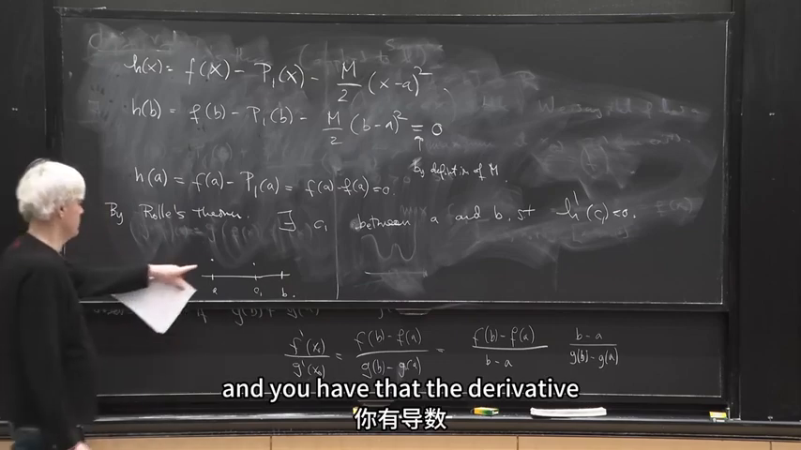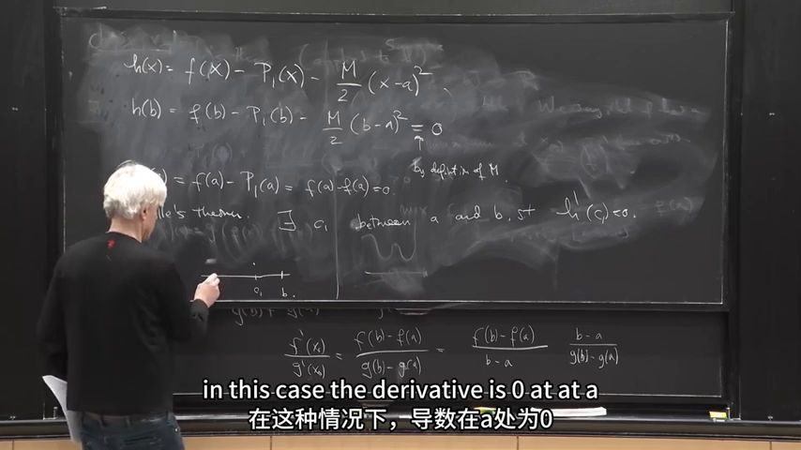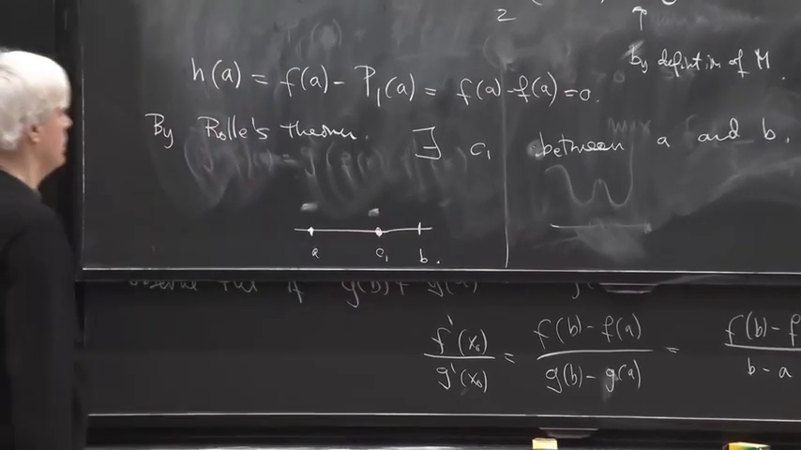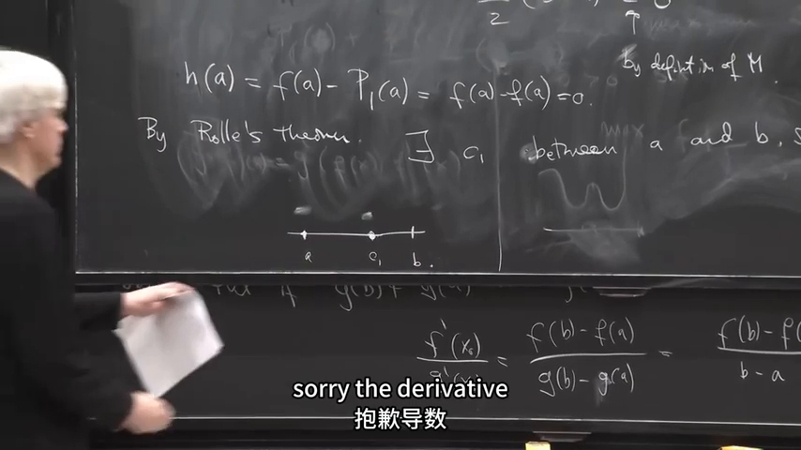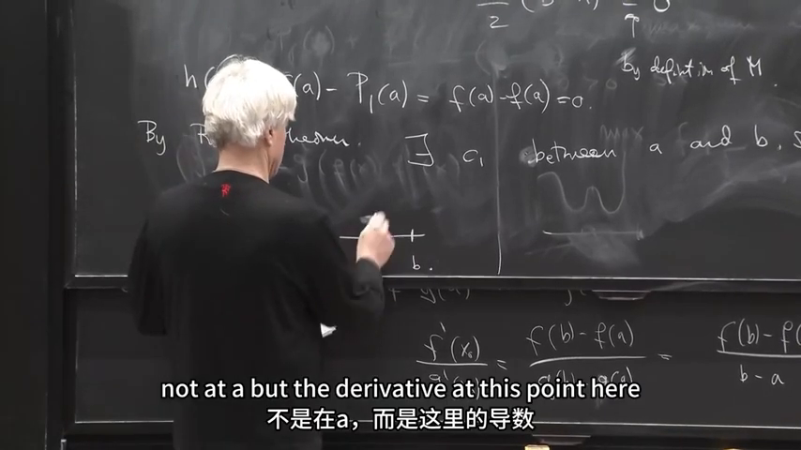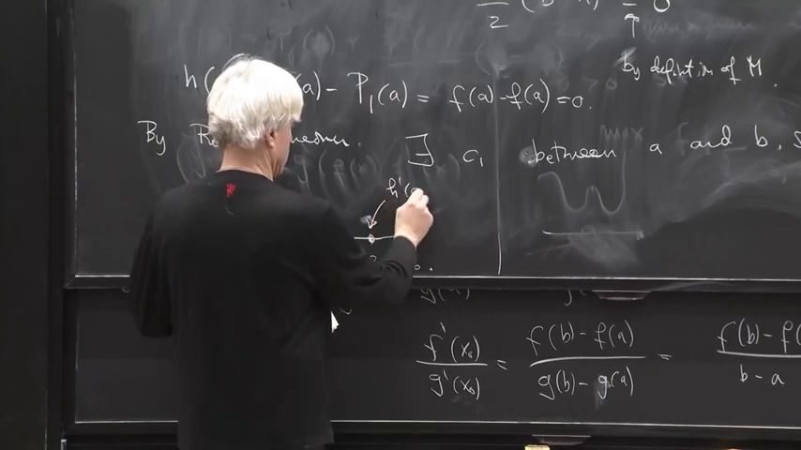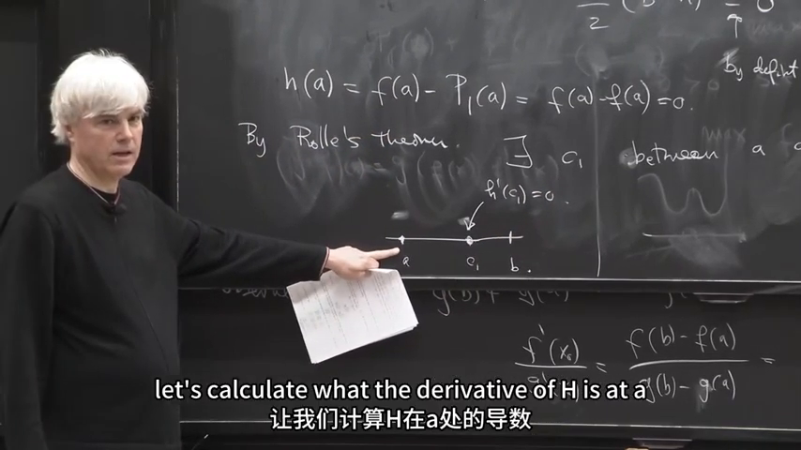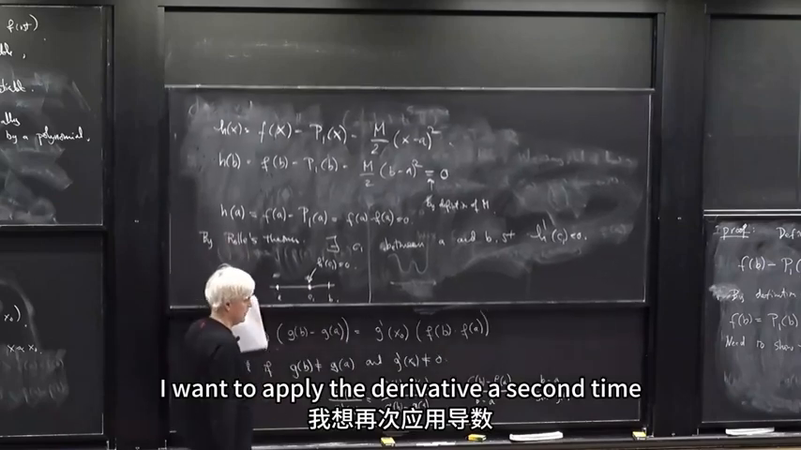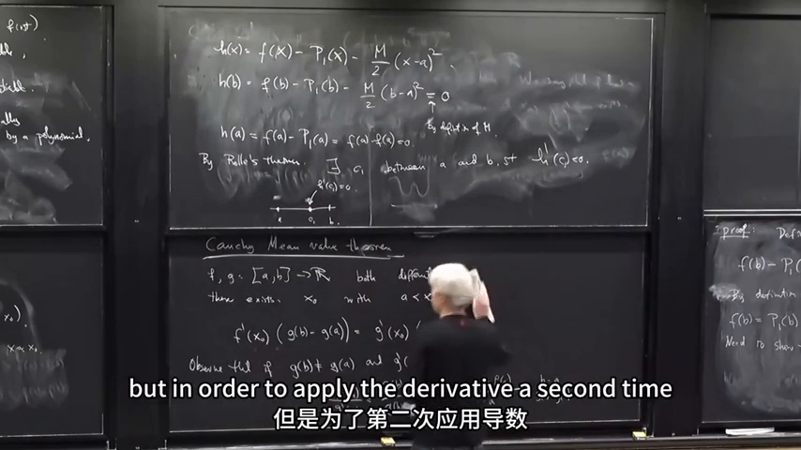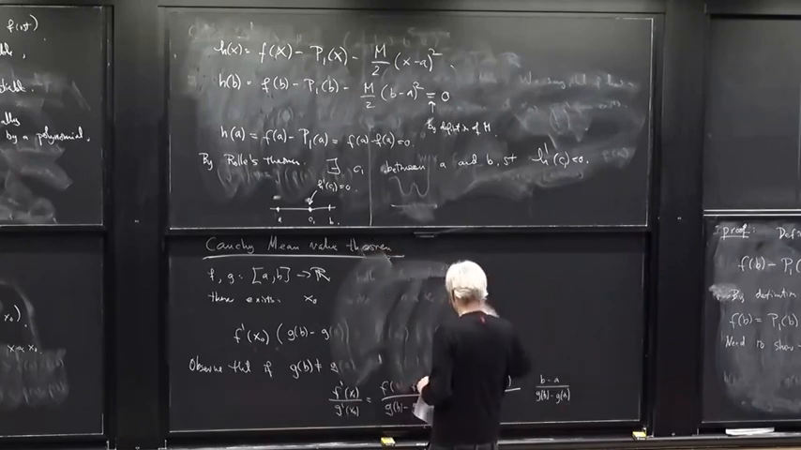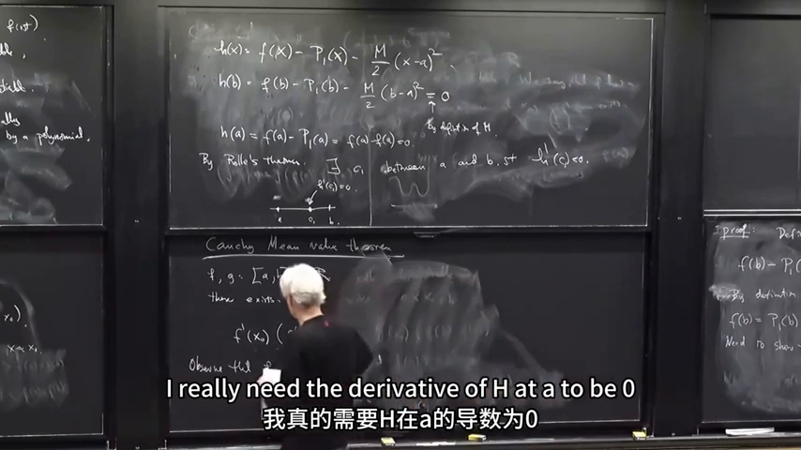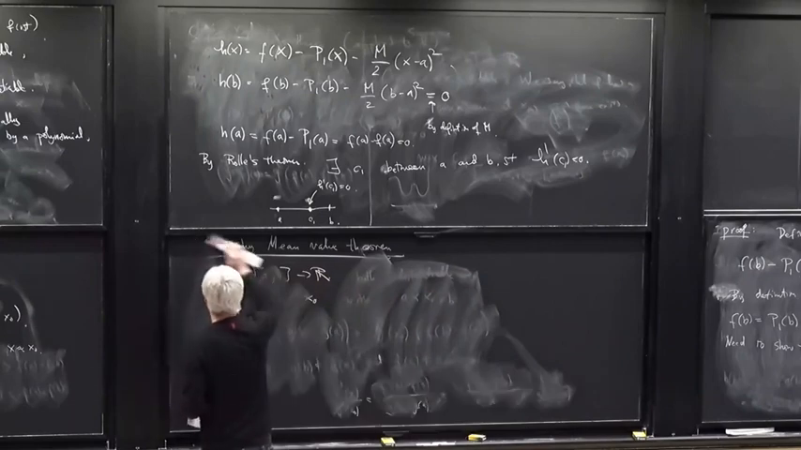And you have that the derivative, in this case the derivative is 0 at A, and the derivative, not at A, but the derivative at this point here, h prime, is equal to 0. Let's calculate what the derivative of h is at A. I want to apply Rolle's theorem a second time, but in order to apply Rolle's theorem a second time, I really need the derivative of h at A to be 0. But let's see what it's equal to.